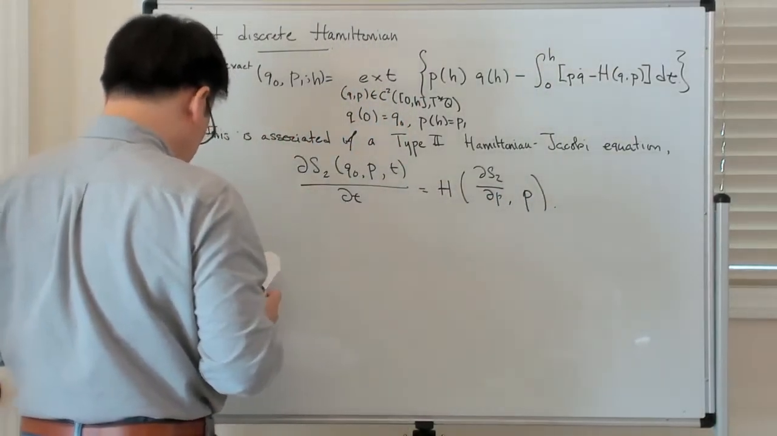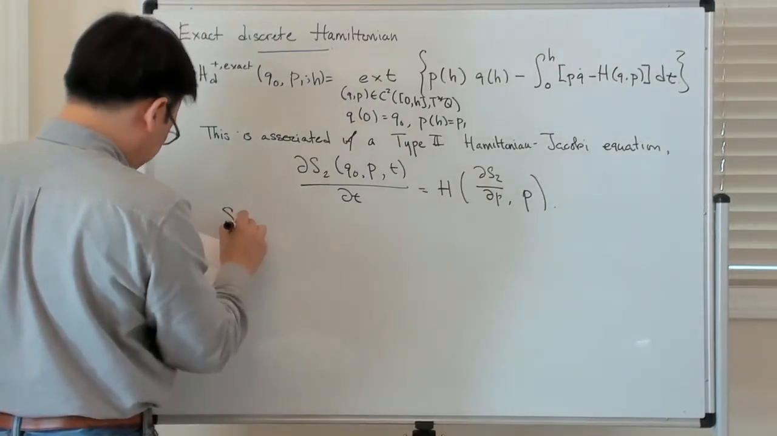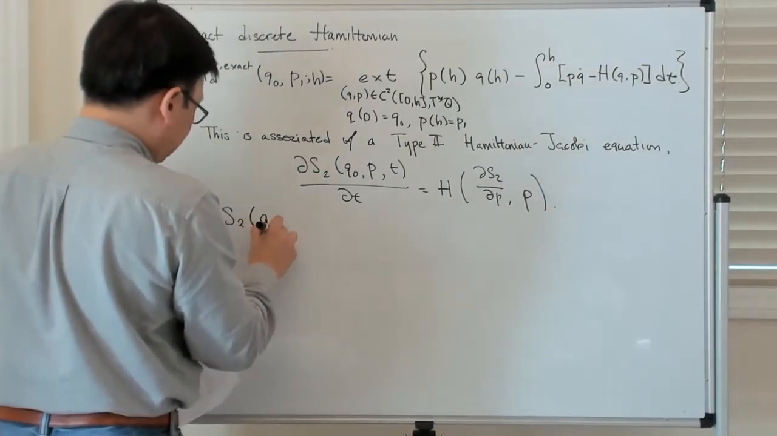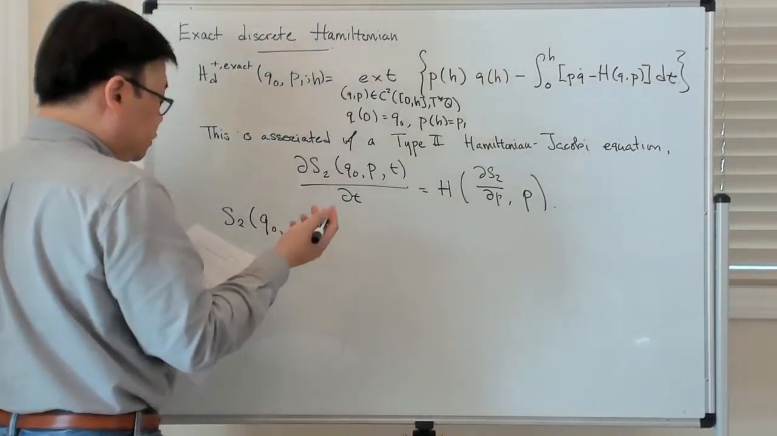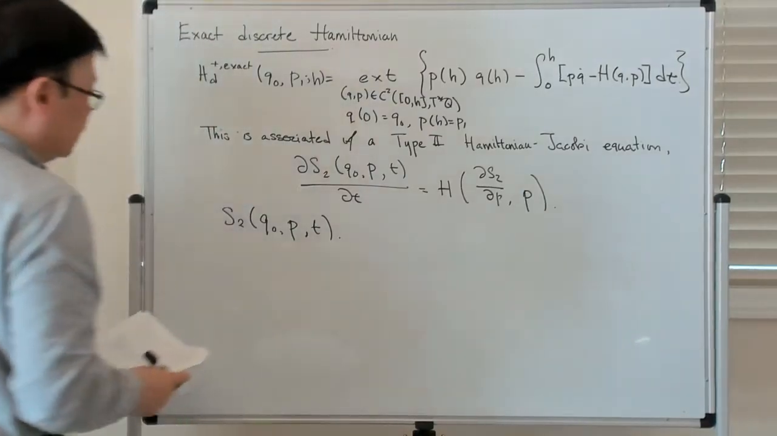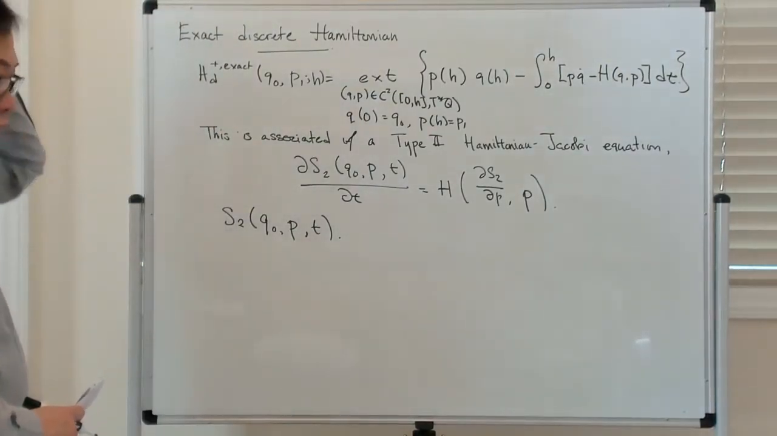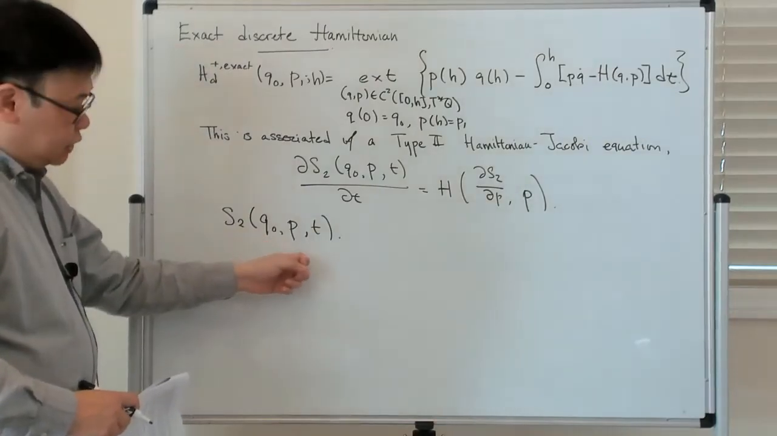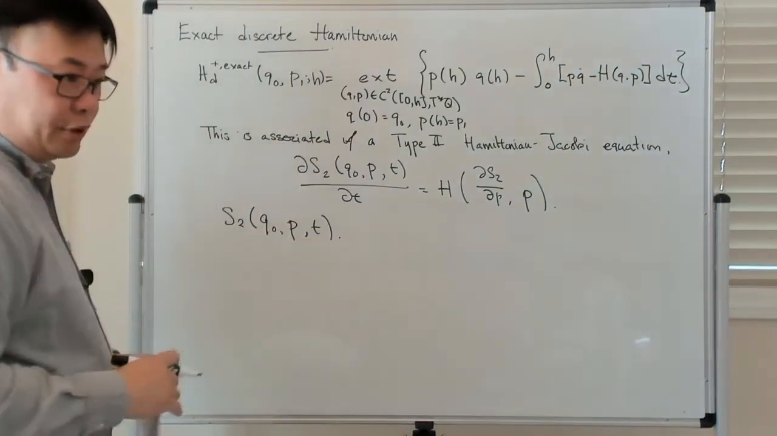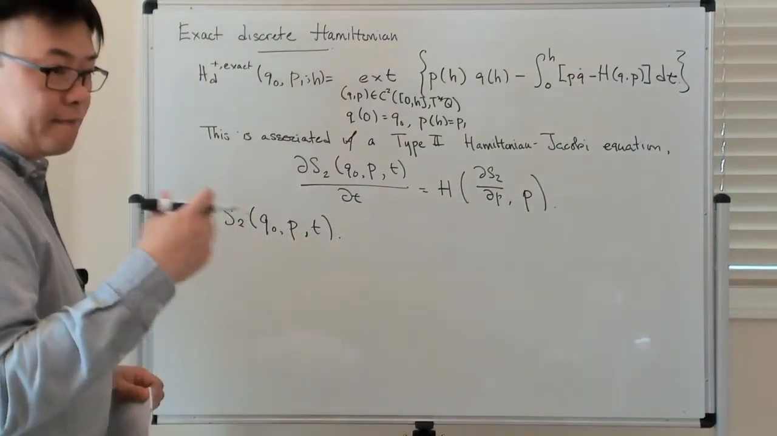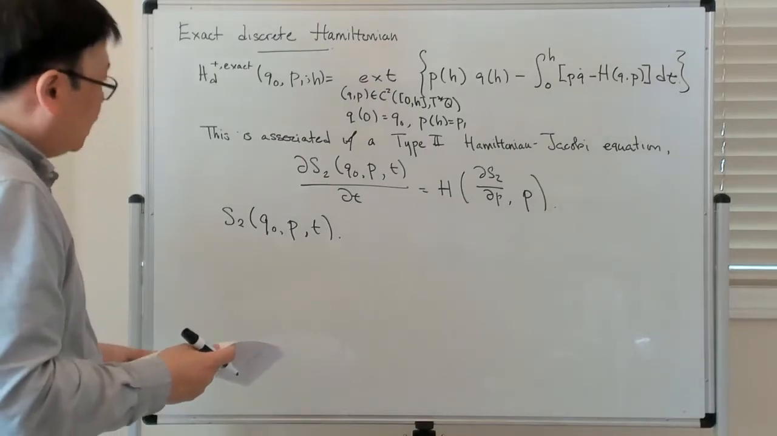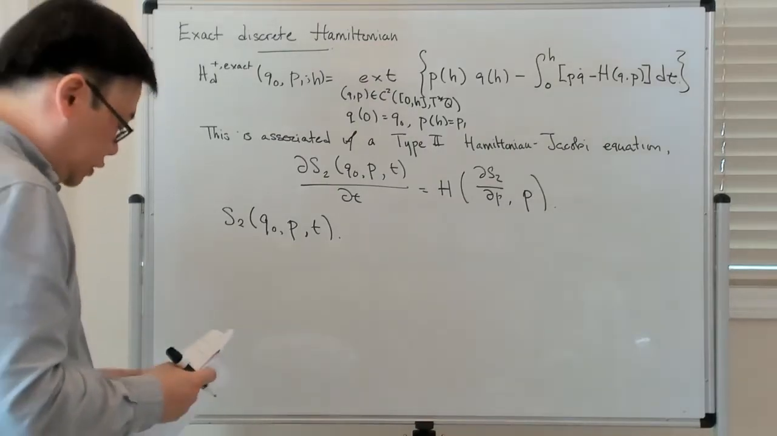All right, and then the idea is that you're solving for S2, which is the type 2 generating function, which maps q0 and p0, if you will, to some final momentum p at some time t. So you're looking for a generating function of this form, where you prescribe the initial position and the momentum at some later time t. This is a time-parameterized generating function of the flow map.